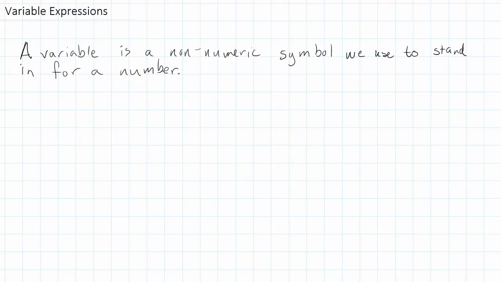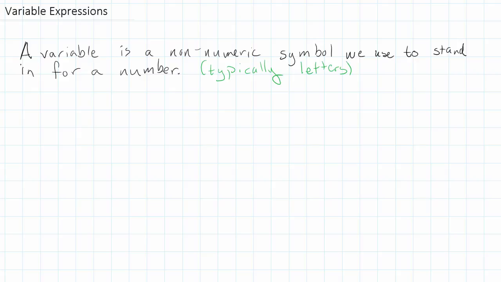All right, let's talk about variables. Now, the very simplest definition of a variable is any non-numeric symbol we use to stand in for a number. We will typically choose letters to name our variables.